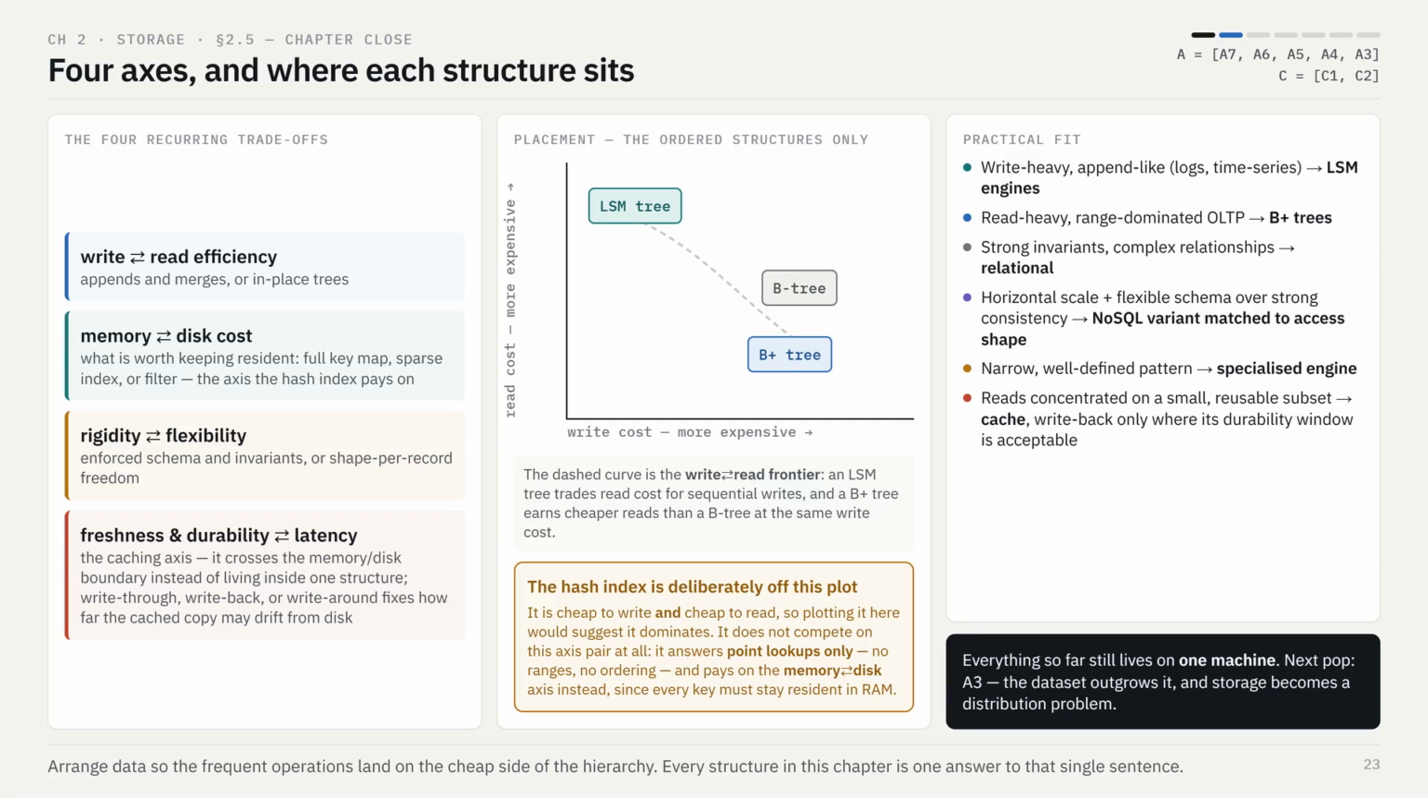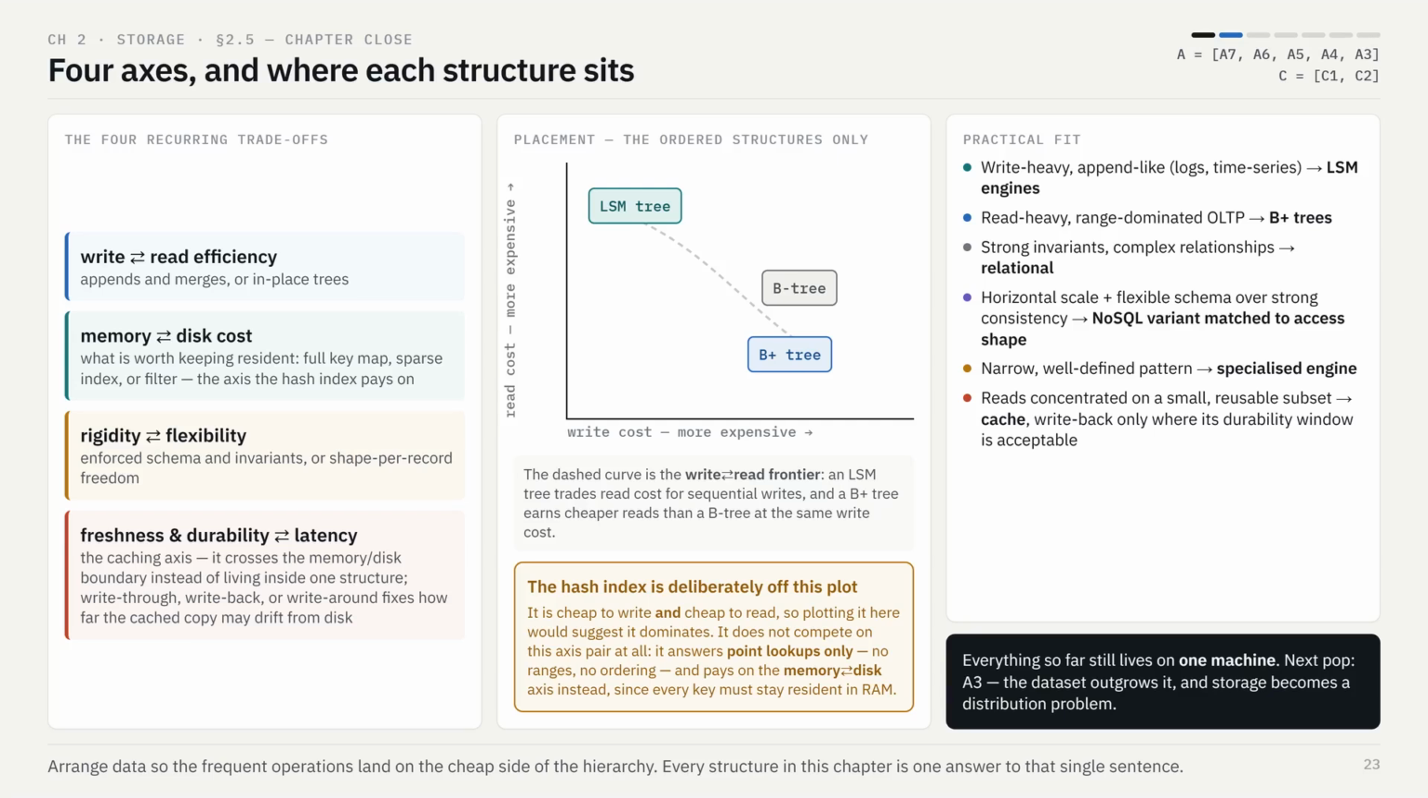And caching is worth its staleness only when reads concentrate on a small, reusable subset of the data, with write-back reserved for cases where the durability window it opens is acceptable. No single structure, model, or caching strategy is preferable across all of these dimensions simultaneously.